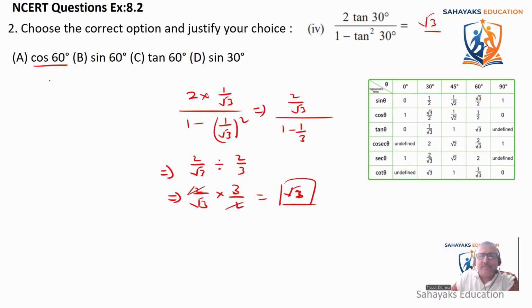What is cos 60? Is it root 3? No, it is not root 3. Sin 60, is it root 3? No, it is not root 3. Tan 60, is it root 3? Yes, it is root 3. So this is the right answer. Sin 30 is 1 by 2, so that is not the right answer. So tan 60 is the right answer.